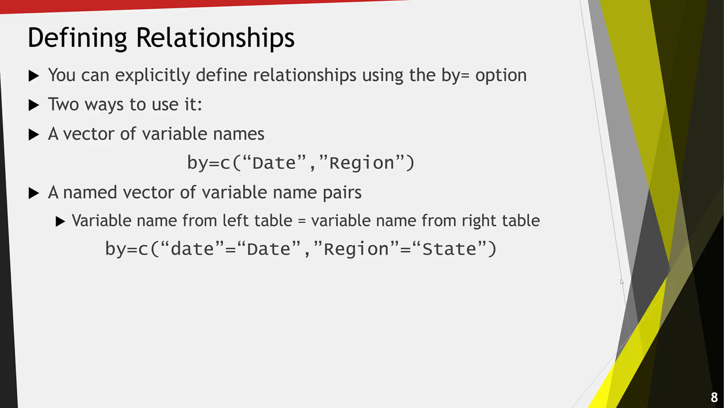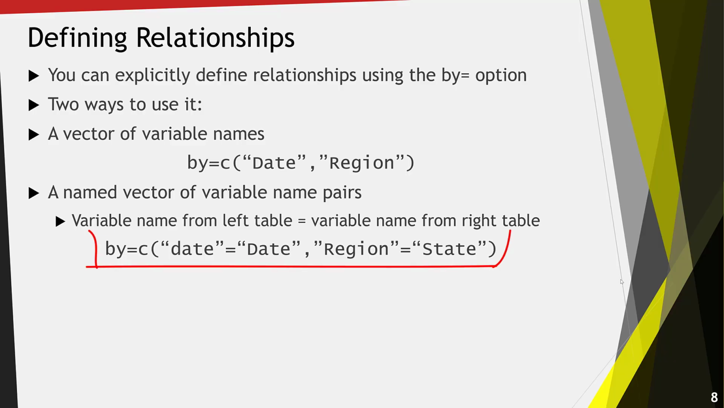There are two ways to use it. The first is you can just provide a vector of variable names with each variable name inside quotation marks. In this example here, I say by and I provide the date and region variable names inside the C function, which creates a vector. In that case, R would form relationships over the date and region variables, regardless of which variable names match between tables.